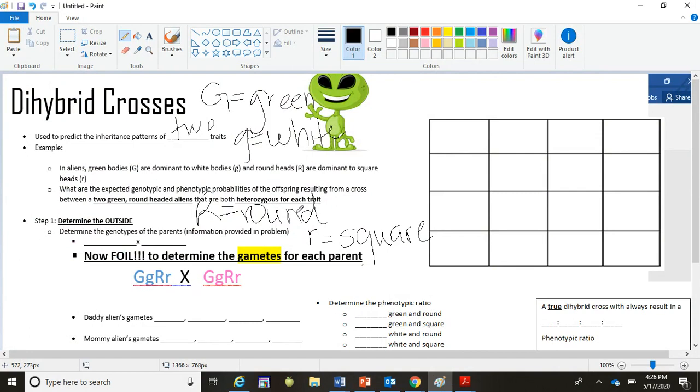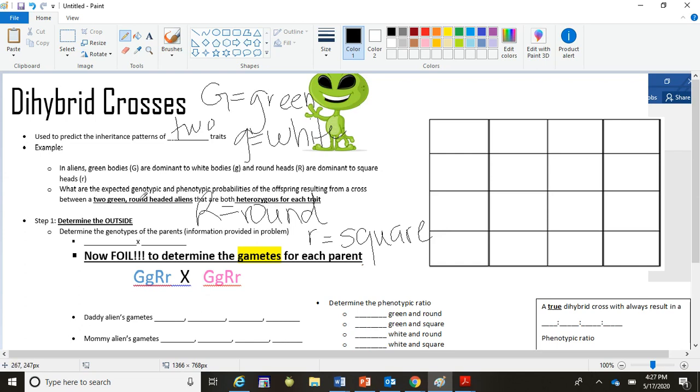Okay, so what are the expected genotypic and phenotypic probabilities of the offspring resulting from a cross between two green round-headed aliens that are both heterozygous for each trait? So first thing we need to know is what are the actual genotypes of our parents? So we need to know what the letter combinations are. So it says that both parents are heterozygous for both traits.